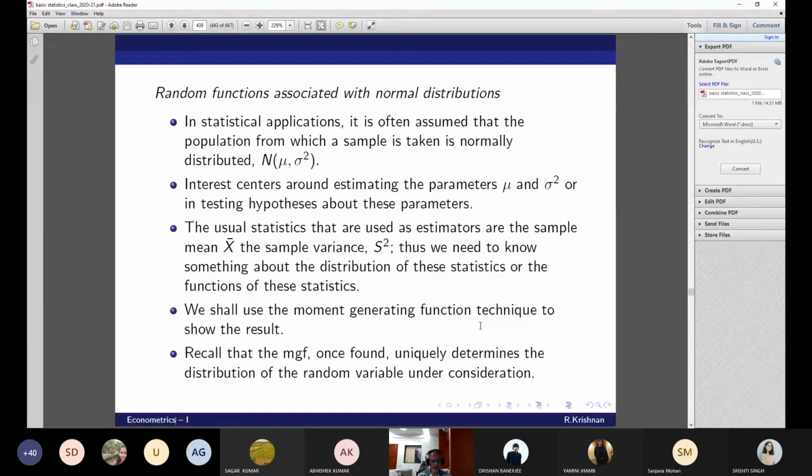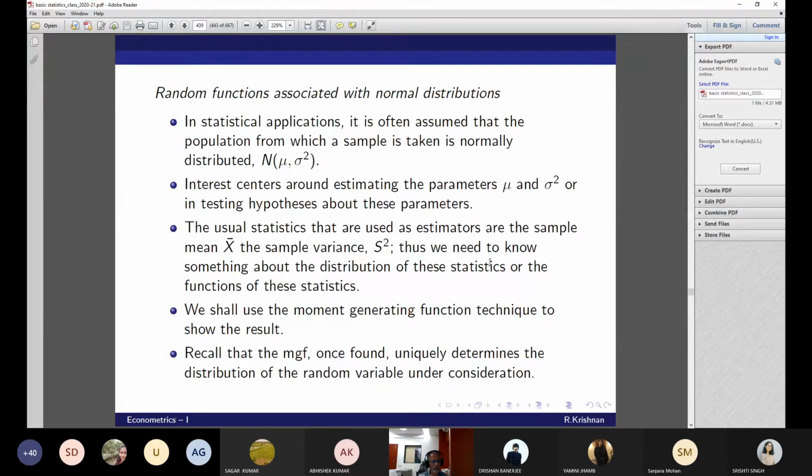As we have seen, the usual statistics used as estimators are the sample mean x bar and the sample variance S square. We need to know something about the distribution of these statistics. Remember, for any statistical inference, x bar is a statistic, I need a distribution. S square is a statistic, I need a distribution. Then only we can test hypotheses about x bar. Suppose you want to say x bar is equal to 20. That is the null hypothesis, and we have an alternative hypothesis, x bar is less than 20.